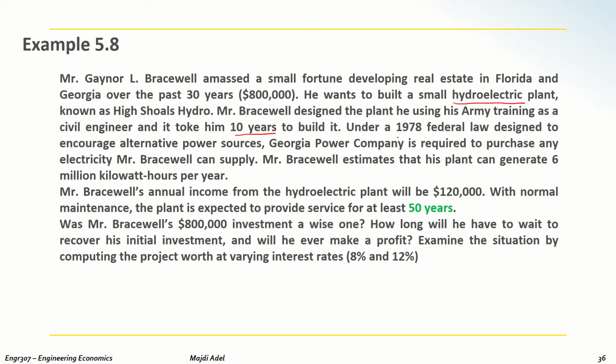So he will sell the electricity to Georgia Power Company, and he is expected to generate 6 million kilowatt hours per year. His annual income will be $120,000 per year. This is his net income. It is expected that the plant will last at least 50 years with proper maintenance. Was this $800,000 a good investment or not?